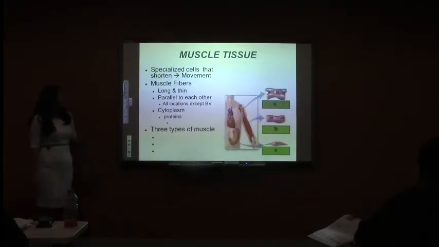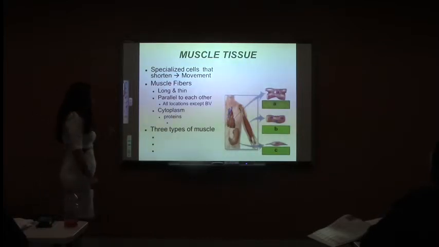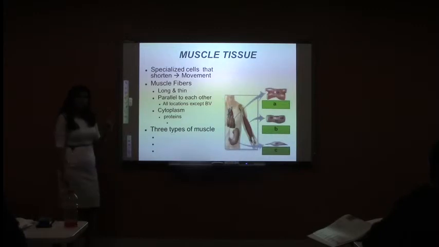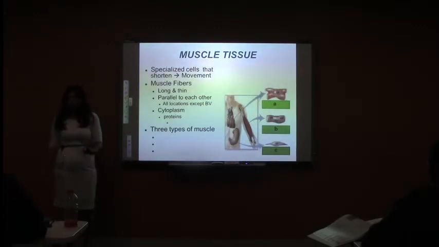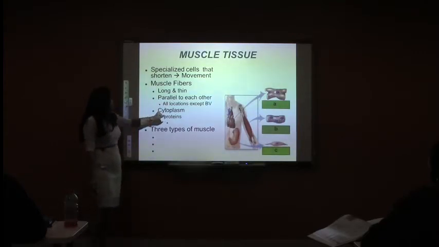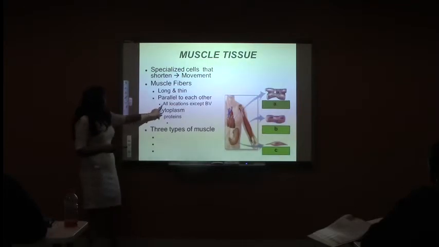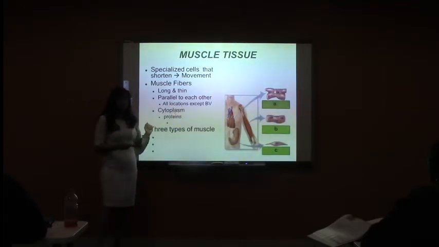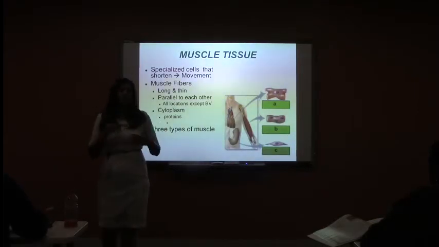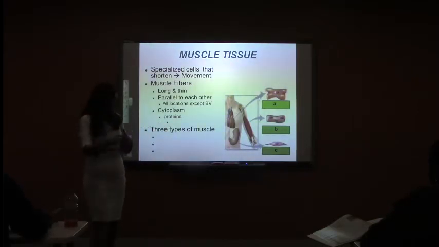Okay, we have muscle and then we have nervous tissue. Okay. Muscle. Specialized cells that shorten, and when they shorten, there's movement. Shorten means they contract. Muscle fibers are long and thin. They are parallel to each other, all locations except in the blood vessels. So always they run parallel to each other. Exception is blood vessels where they run in a circular fashion. Okay?